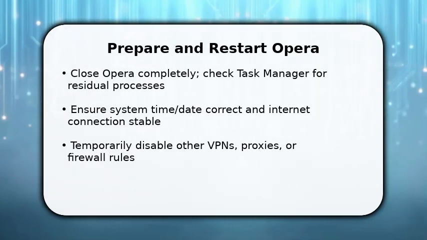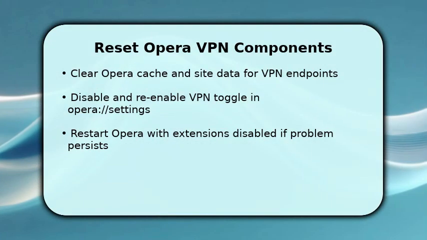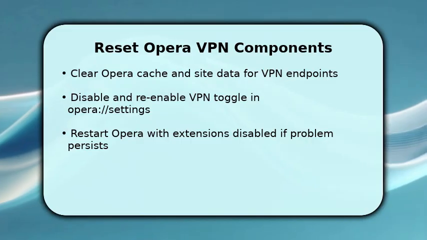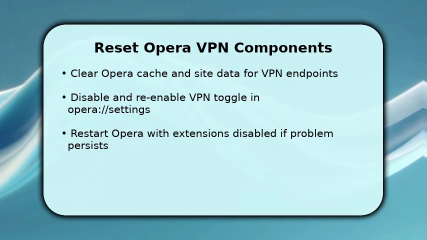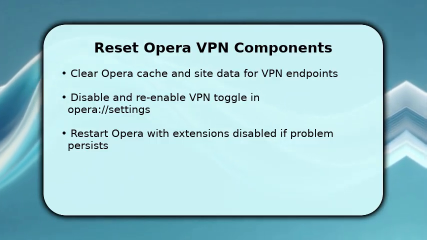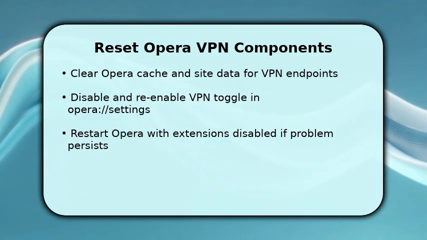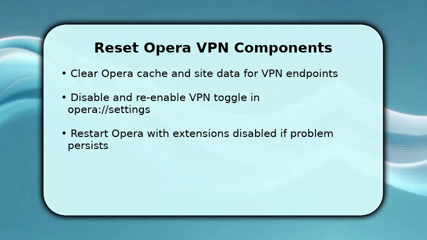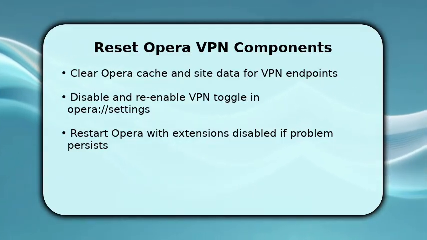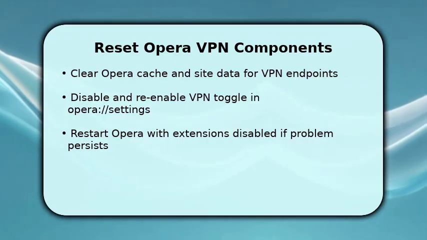Now you'll reset Opera's VPN elements. Clear cache and site data tied to VPN endpoints to remove corrupted files. Then open Settings and toggle the VPN off and back on to force a fresh handshake with Opera's servers. If the VPN remains unavailable, relaunch Opera with extensions disabled to rule out extension interference. Extensions often inject headers or network hooks that block the built-in VPN. This sequence rebuilds the VPN connection.